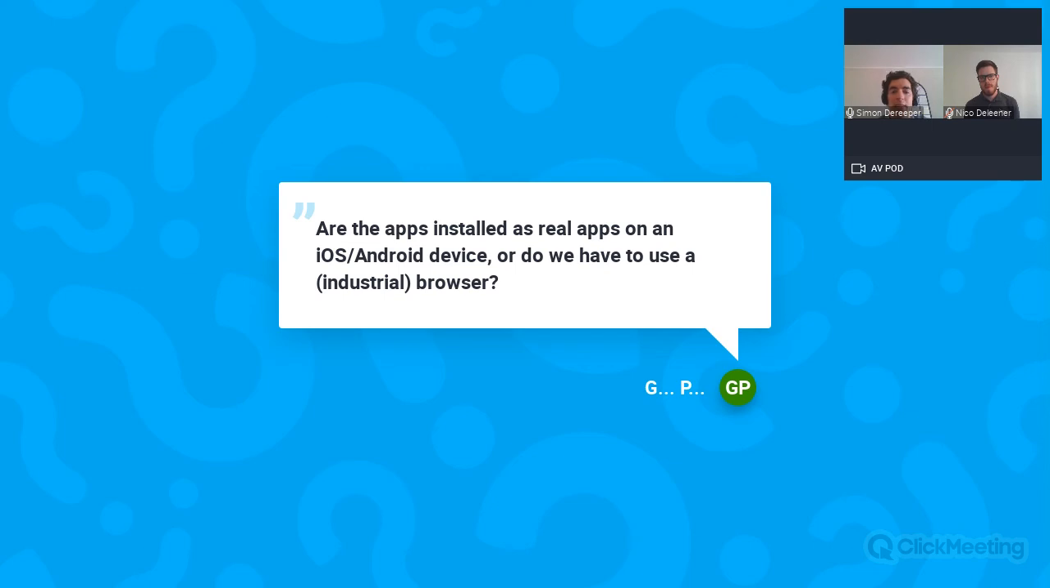Are the apps installed as real apps on an iOS or Android device, or do we have to use an industrial browser? That's a question more for you, Nico. Yes, so the applications are not real applications like you have on mobile devices. It is not a native mobile iOS or Android development. It is a web development, so it runs in the browser. Which browser is used depends on the device. It can be a normal Chrome browser, but it can also be an industrial browser.